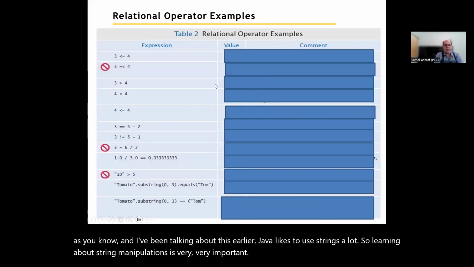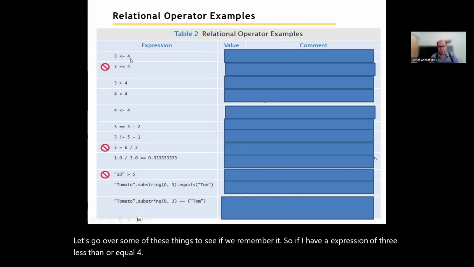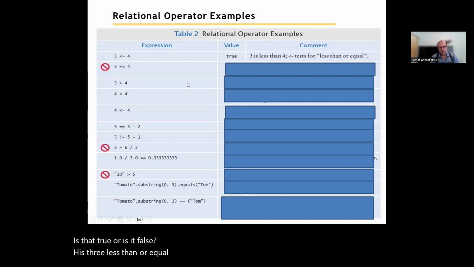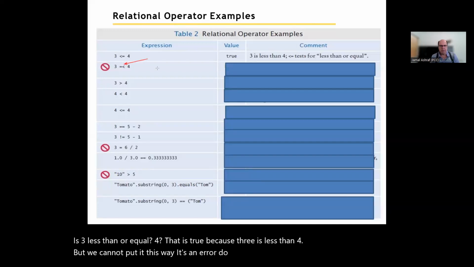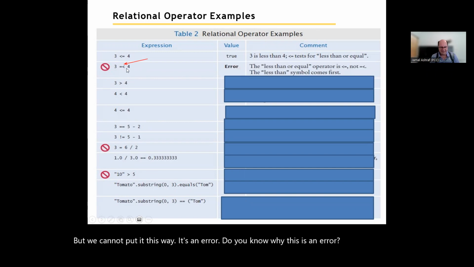All right, let's go over some of these things to see if we remember them. If I have the expression 3 less than or equal to 4, is that true or is it false? Is 3 less than or equal to 4? That is true because 3 is less than 4. But we cannot write it this way. It's an error. Do you know why this is an error? Because equal-less-than does not exist. It should be less than or equal.